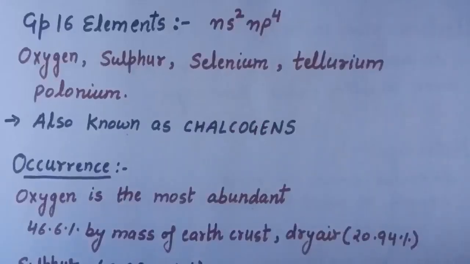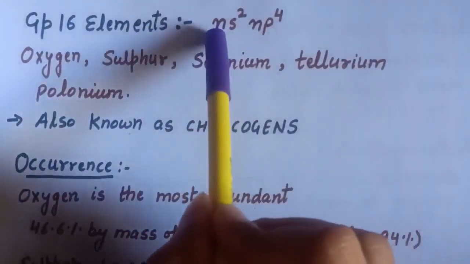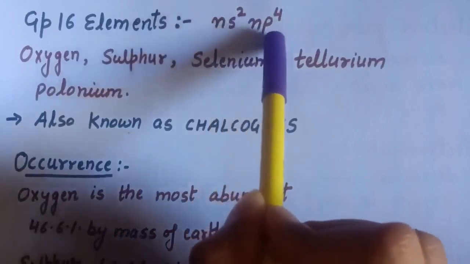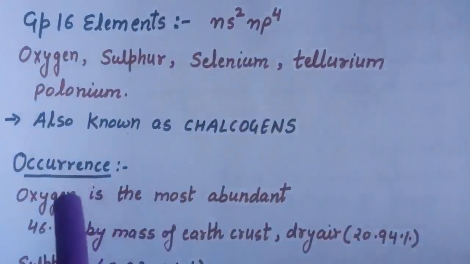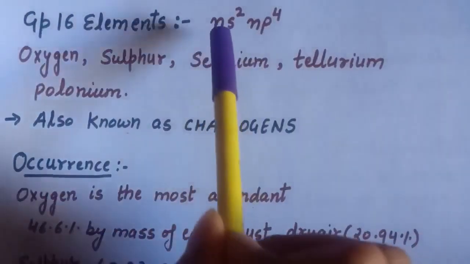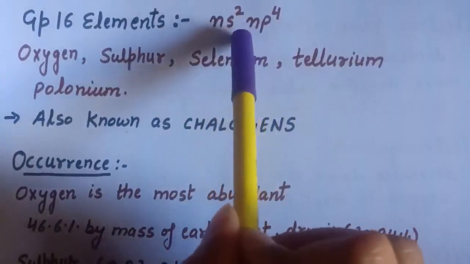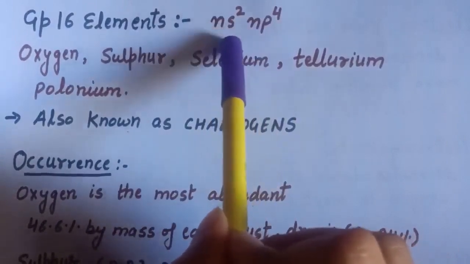Now we will start with the chemistry of group 16 elements, and the general electronic configuration for group 16 elements is ns2np4. That is, in group 16 the valence electronic configuration is ns2np4. It means that in valence shell the number of electrons is 6.